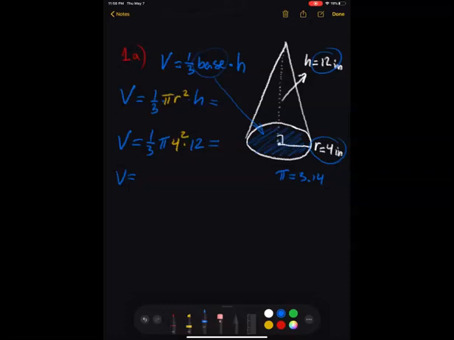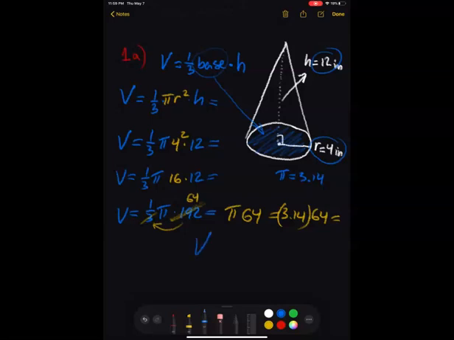So 1/3 pi times 16 times 12. 12 times 16 is 192, so volume is equal to 1/3 pi times 192. 192 divided by 3 is 64, so we can reduce this, and our volume is equal to pi times 64, which is 3.14 times 64.